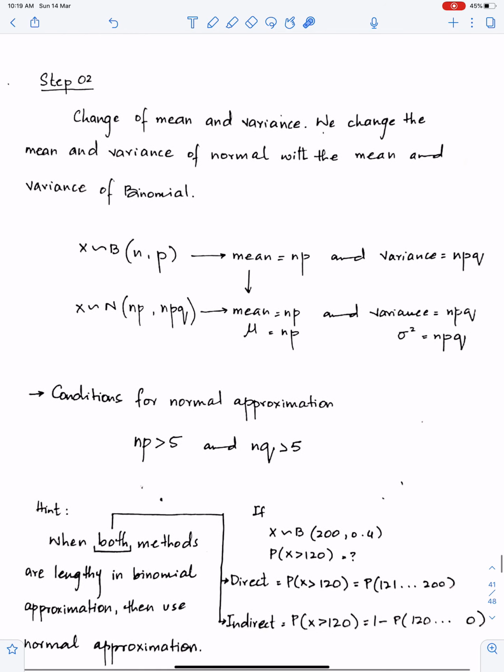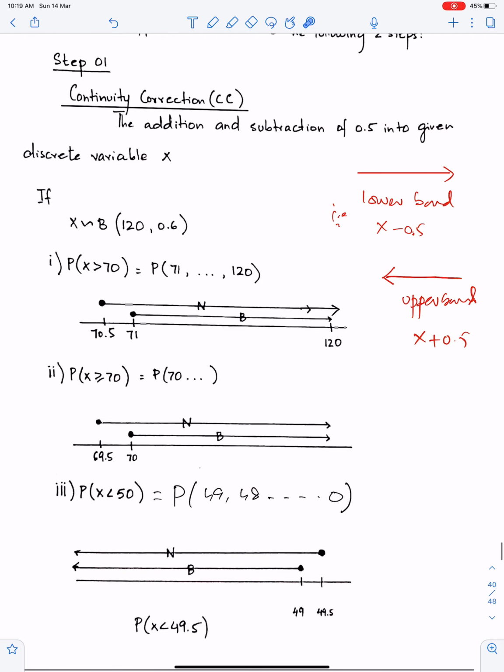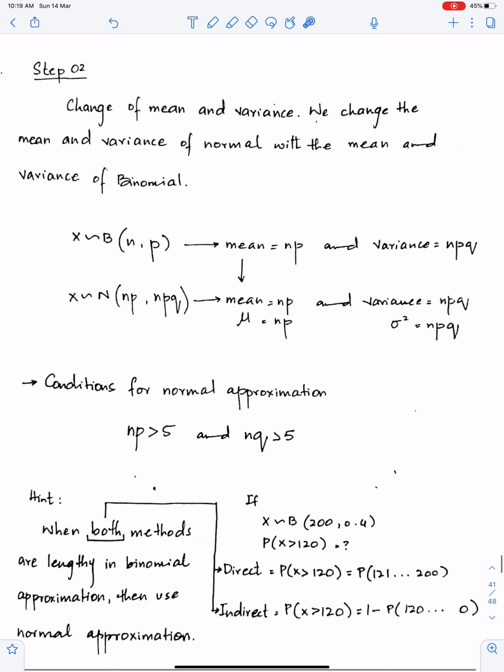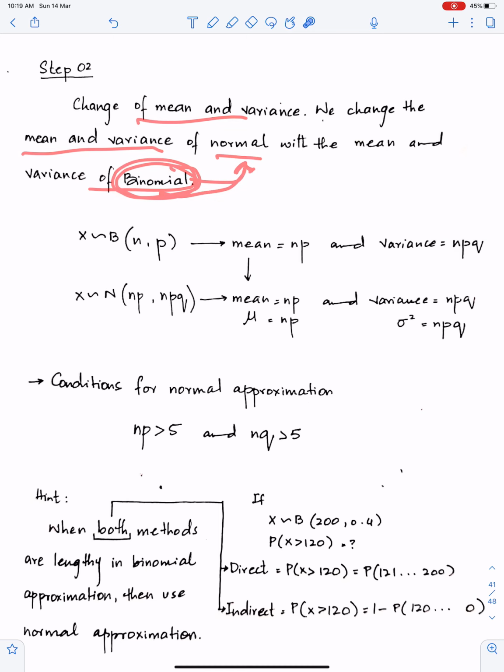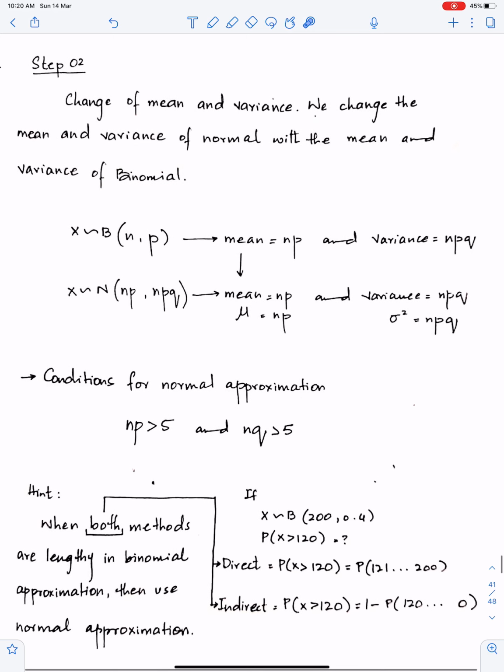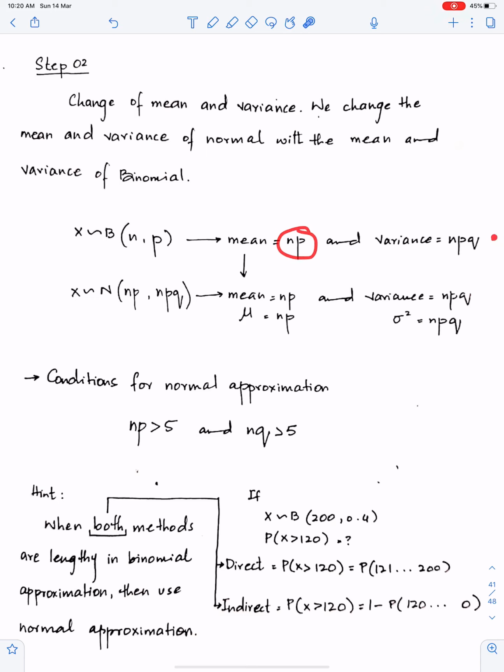Step 2. Now step 1 is continuity correction, and step 2 is change of mean and variance. Since we have to change both, we change the mean and variance of normal with the mean and variance of binomial, because we are solving a binomial question through normal. So we need to use the mean and variance of binomial here. The mean of binomial is NP, and the variance of binomial is NPQ. The mean of normal is mu, so mu will be NP. And the variance of normal is sigma square, so it must be NPQ.